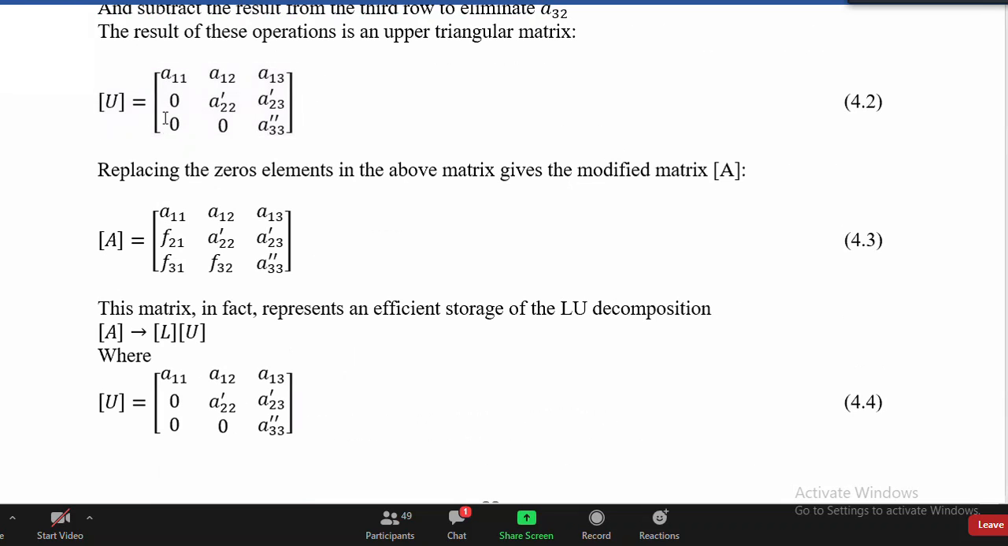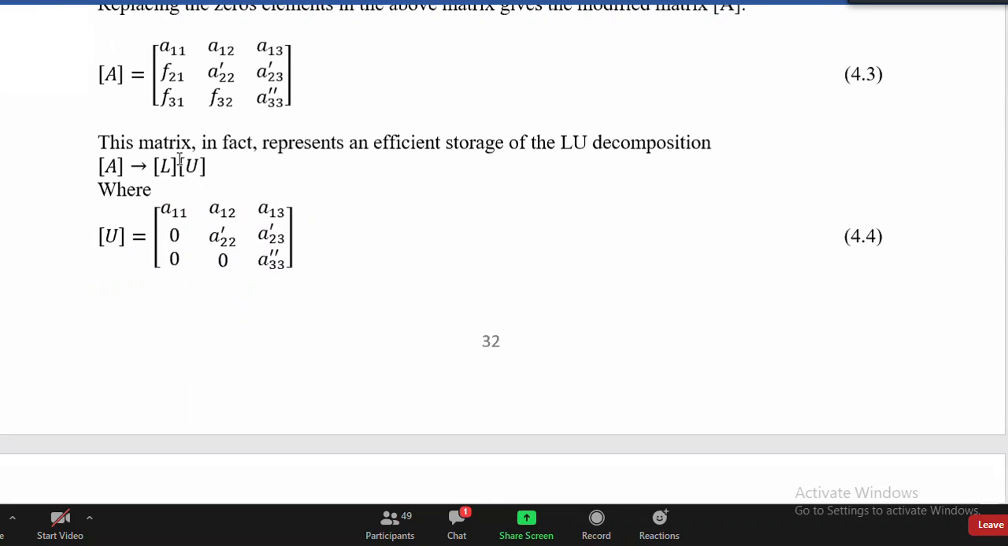Okay? So if I put F21, F31, F32 here, we'll at least go back to matrix A, but a modified matrix A. Because all this one is modified, this is modified, this is modified. So this will be a modified matrix. Only equation 1 is not modified.